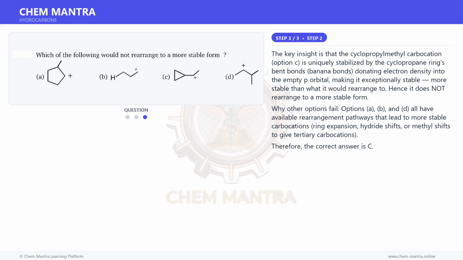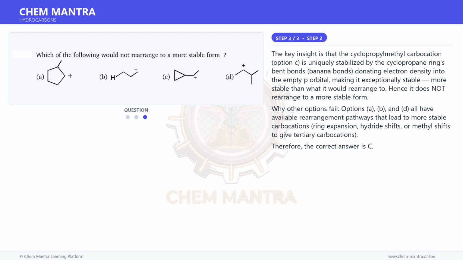And for the final step, the key insight is that the cyclopropylmethyl carbocation, option C, is uniquely stabilized by the cyclopropane ring's bent bonds, banana bonds, donating electron density into the empty p orbital, making it exceptionally stable, more stable than what it would rearrange to. Hence, it does not rearrange to a more stable form.